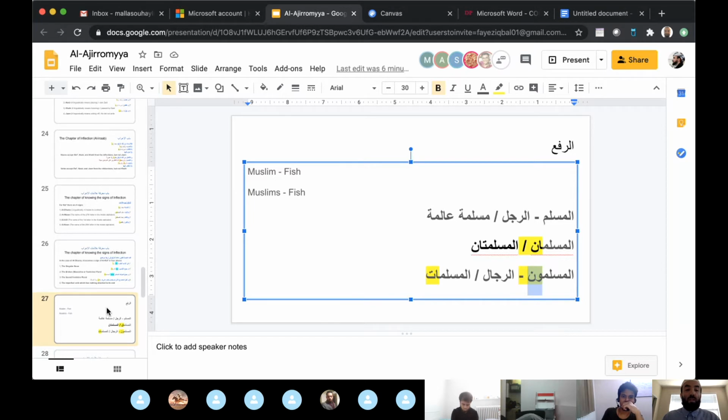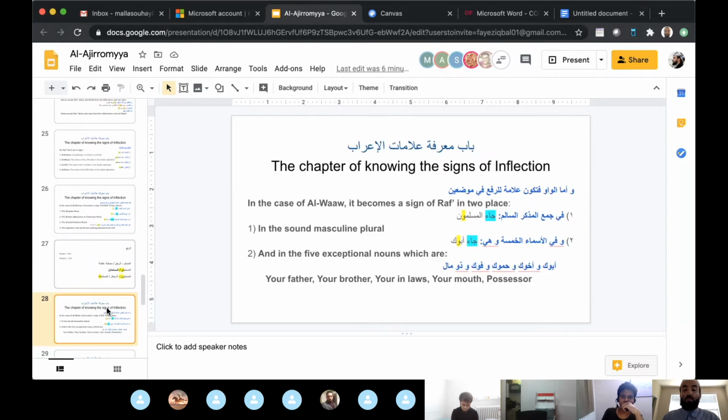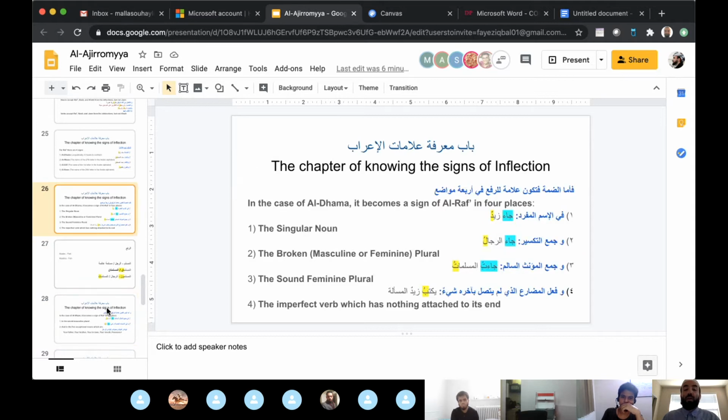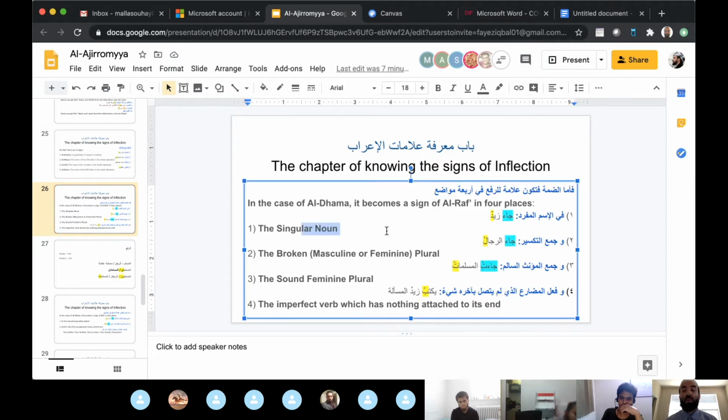Okay, so now that we understand the dual and the plural and the singular, let's go back to our slide. فأما الضمة فتكون علامة للرفع في أربعة مواضع. In the case of a dhamma, it becomes a sign of al-rafa in 4 places. The singular noun, right? Now everyone should know what the singular noun means in Arabic. Example, جاء زيد. Zayd came.